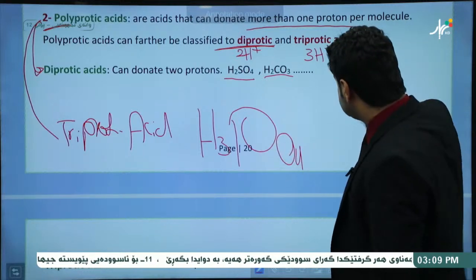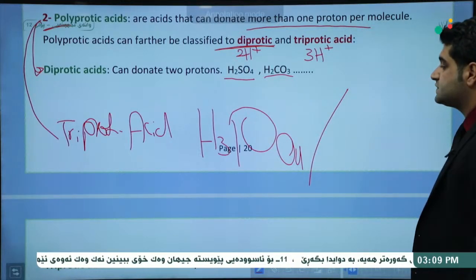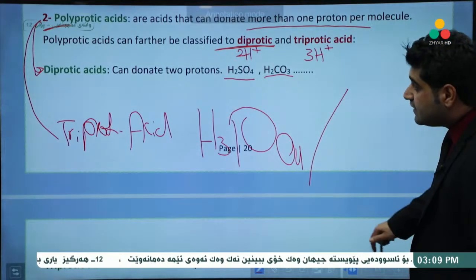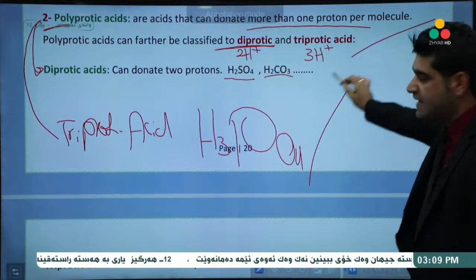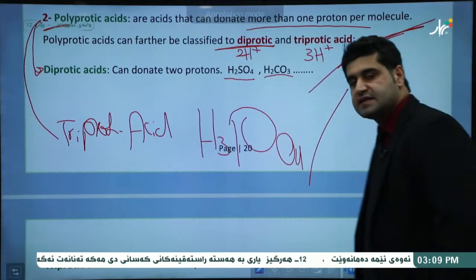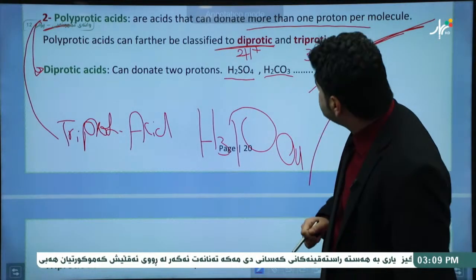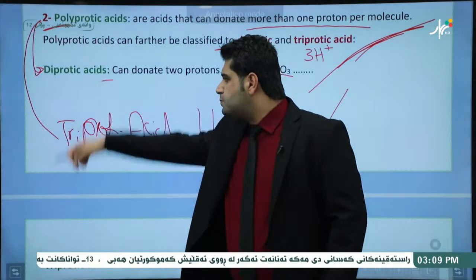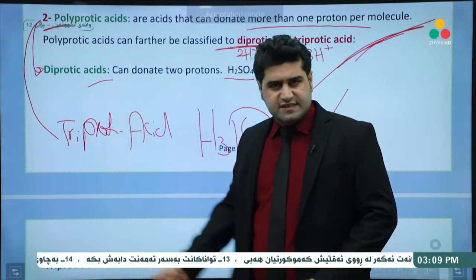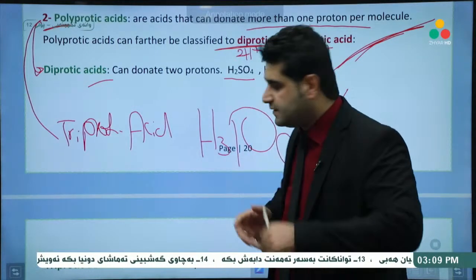And a triprotic acid, such as H3PO4, which is phosphoric acid. Actually, the problem is in here. We have a problem with the ionization reaction for the polyprotic acids. Well, teacher, it can donate 2 protons, diprotic, but how? Only by one step, or is it stepwise? Stepwise means step by step.